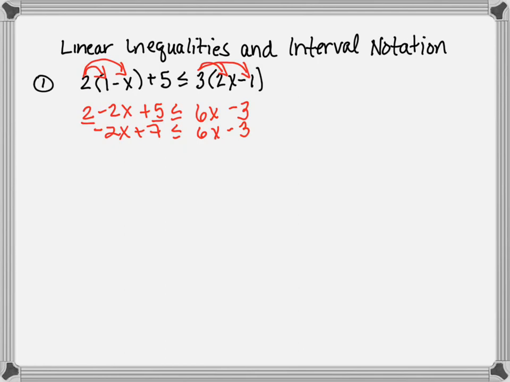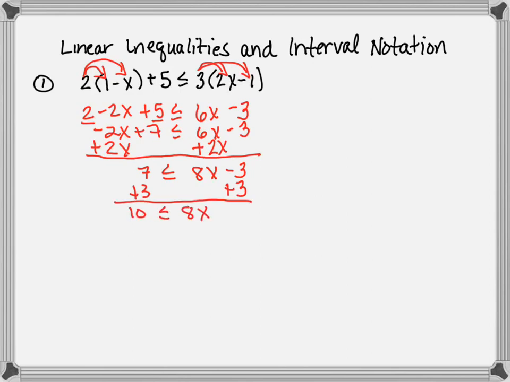We want to get all of our x's on one side, the constants on the other. So I will add 2x to both sides, and I'll get 7 is less than or equal to 8x minus 3. And then I'll add 3 to both sides, and I'll get 10 is less than or equal to 8x. I'll divide both sides by 8, and we'll get 5/4 is less than or equal to x, because I canceled out 2's.